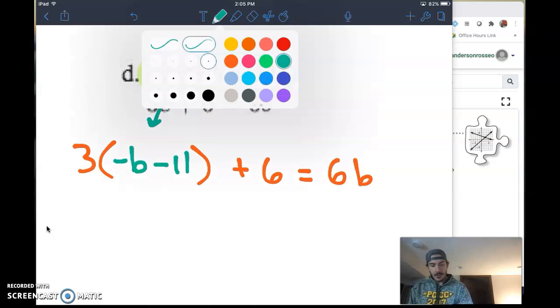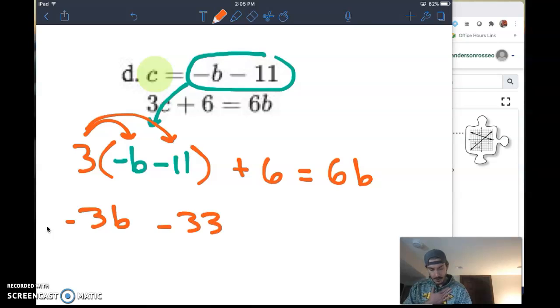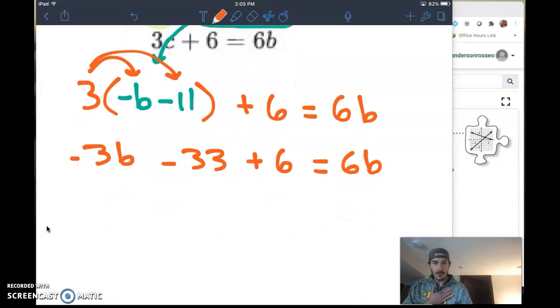Next step is going to be to do the distribution and be sound with your math here. 3 times negative B is negative 3B. 3 times negative 11 is negative 33. And 6 equals 6B. Now combine your like terms. Negative 33 and, well, let me rewrite this first. Negative 33 and positive 6 makes negative 27.